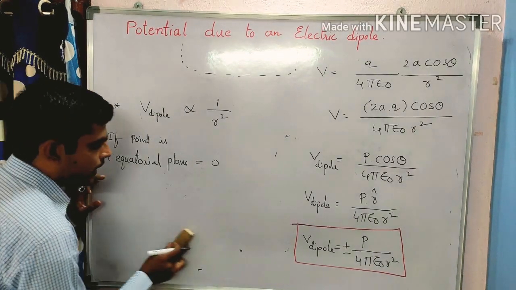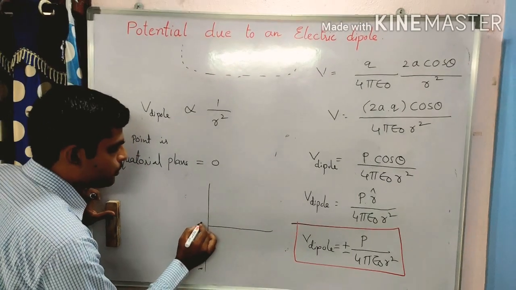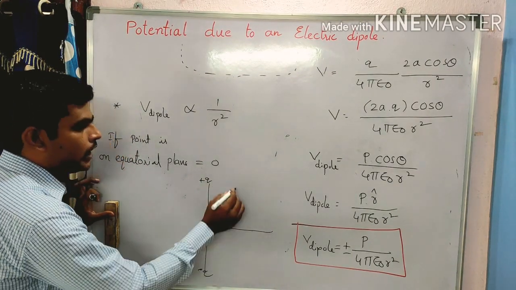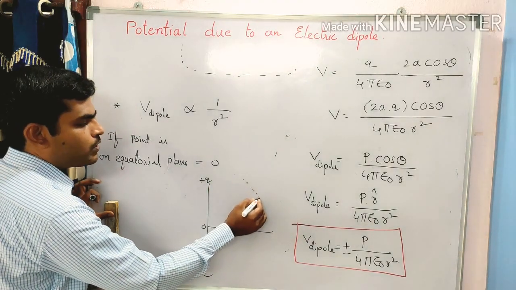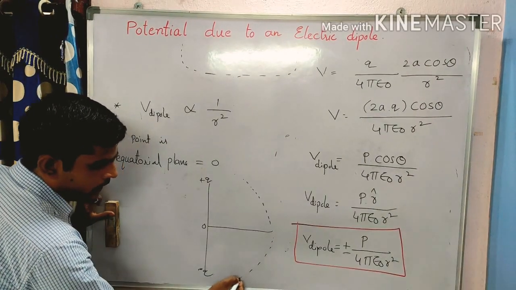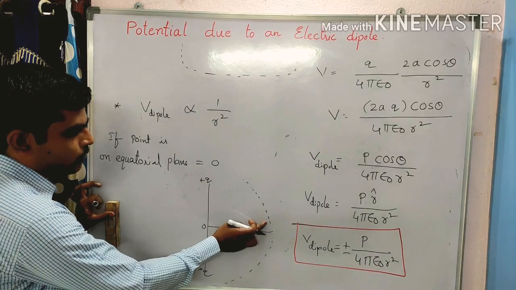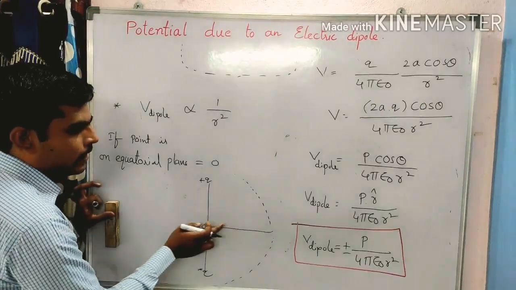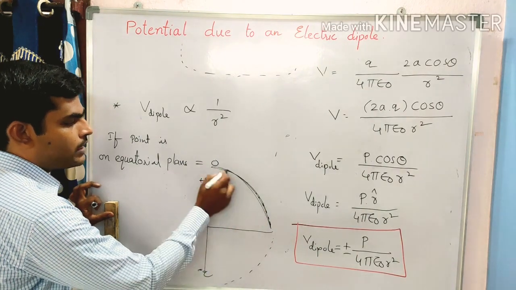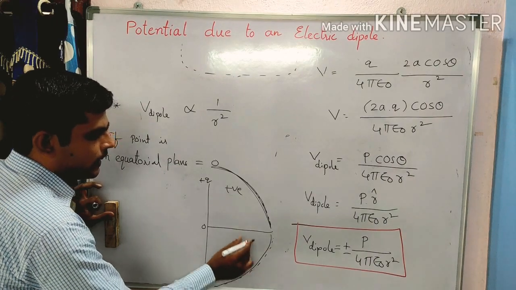The same point, if you are taking it towards the positive charge, this is the dipole, center of the dipole, plus q minus q. If you take the point towards the positive charge, the potential is positive. If you take the point towards the negative charge, the electric potential is negative. From the equatorial plane, towards the positive charge, at these points you will get positive values, and at these points you will get negative values.